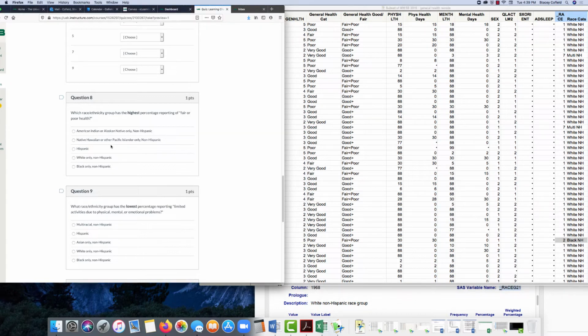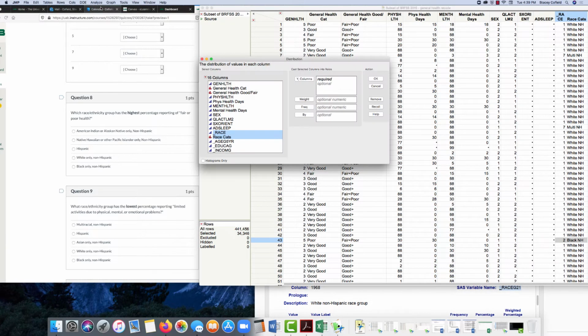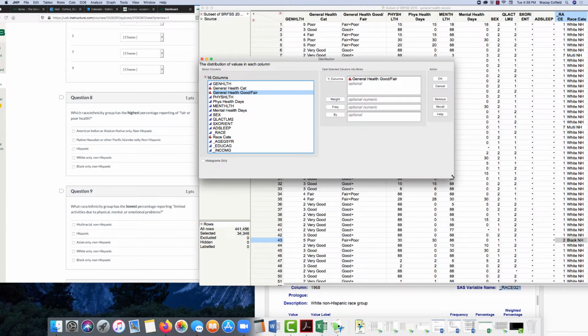The question is, which race ethnicity has the highest percentage reporting of fair or poor health? So I need to know by race, what is the fair, poor health? So I'm going to go into Analyze, Distribution. I am going to use my good, fair, or whatever indicator variable you did. If you did 0s and 1s, that's fine. Just make sure that your 0s and 1s are categorical, that they're categories, so that you're getting percentages. And then I'm going to do this by my race category. So general health, good, fair, by my race category, and press OK.